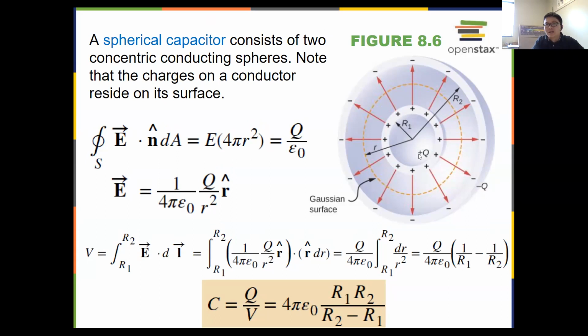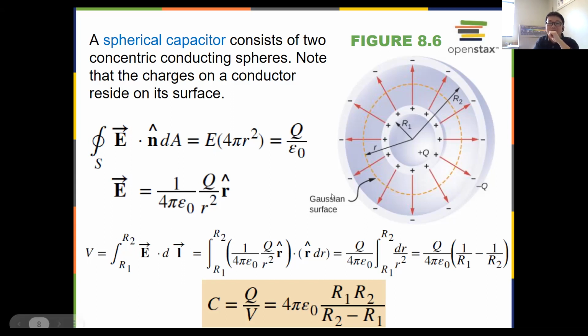So let's say you have positive Q here and negative Q outside. You can use Gauss's law to find the electric field in between the two shells. So E times A equals Q over epsilon naught, and then E equals, dividing both sides by 4 pi r squared, 1 over 4 pi epsilon naught Q over r squared, in the radial direction.